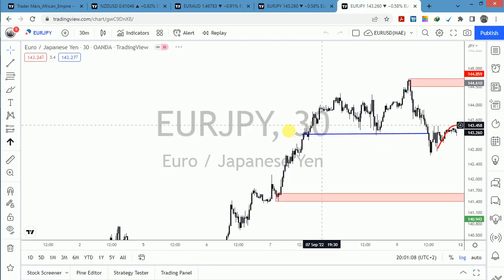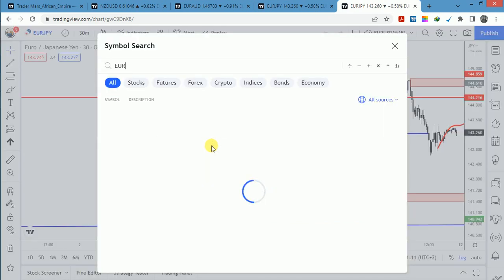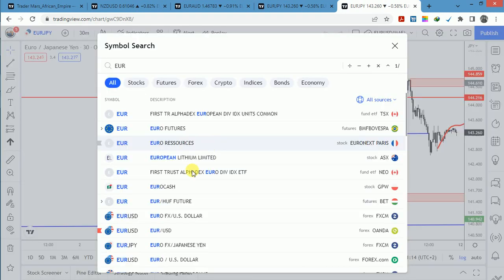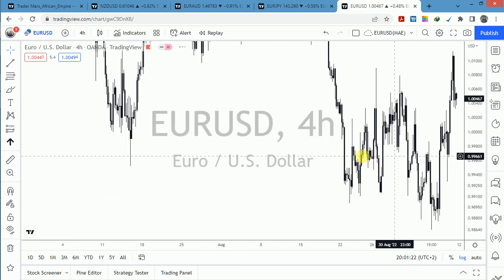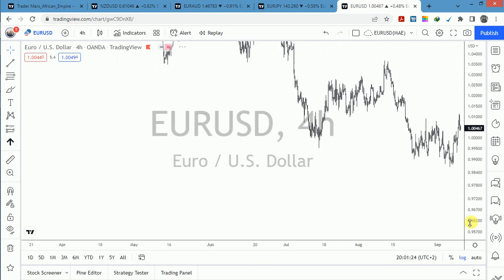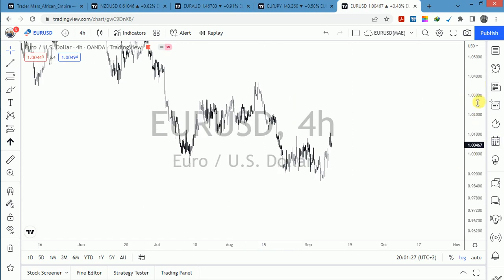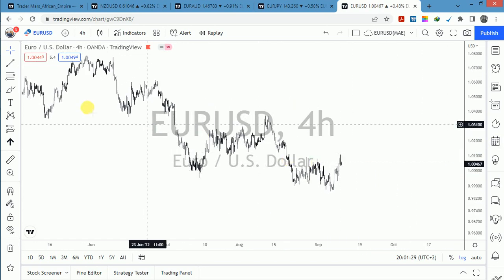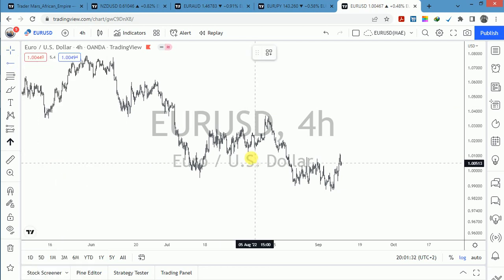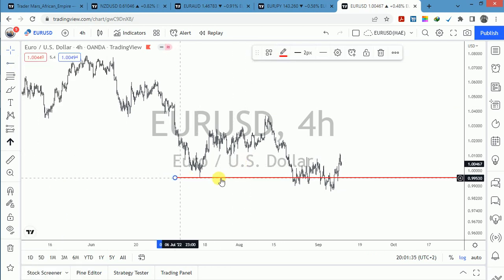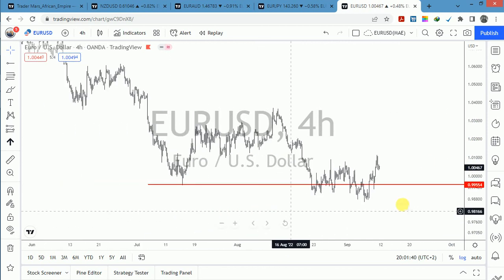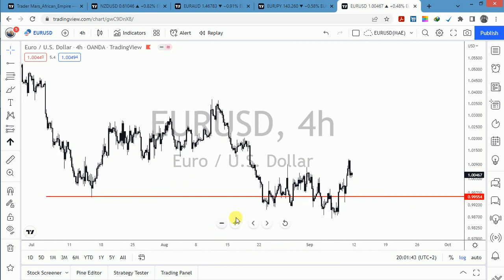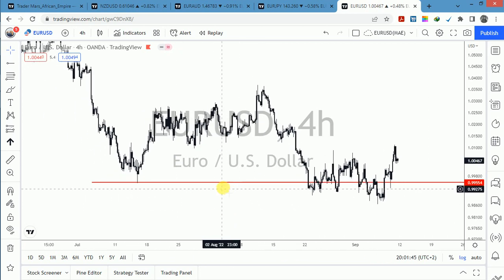So what else can we look into? We have EURUSD. Is there anything on EURUSD? Let me remove those. Let's start with H4. Remember, EURUSD and NZDUSD have a positive correlation. So there is a possibility that if we get NZDUSD right, then we are also going to benefit from EURUSD. They have a positive correlation.